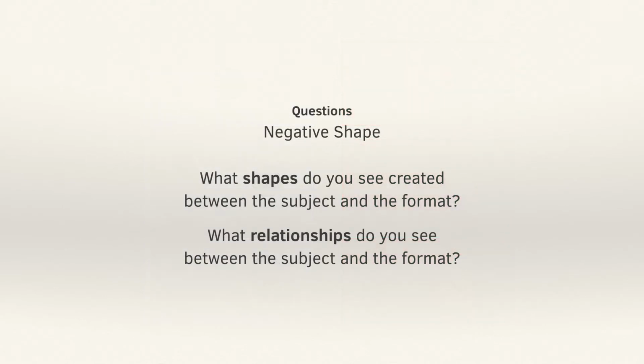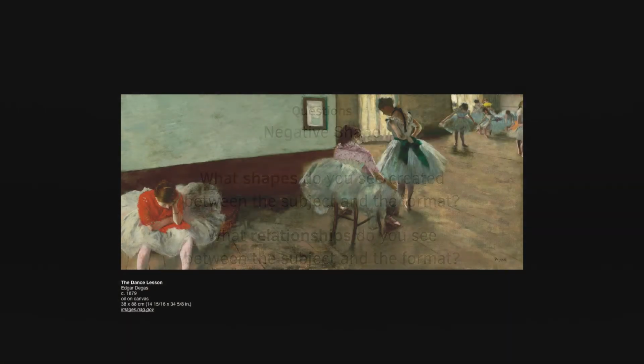Here are some questions that you can ask yourself about negative shape. What shapes do you see created between the subject and the format? And what relationships do you see between the subject and the format? Let's look at a couple of different examples.